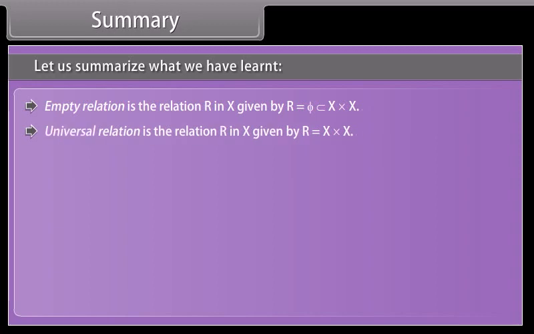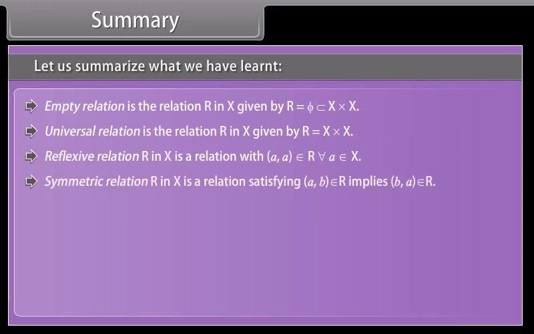Universal relation is the relation R in X given by R equal to X cross X. Reflexive relation R in X is a relation with (a, a) belongs to R for each a belongs to X.